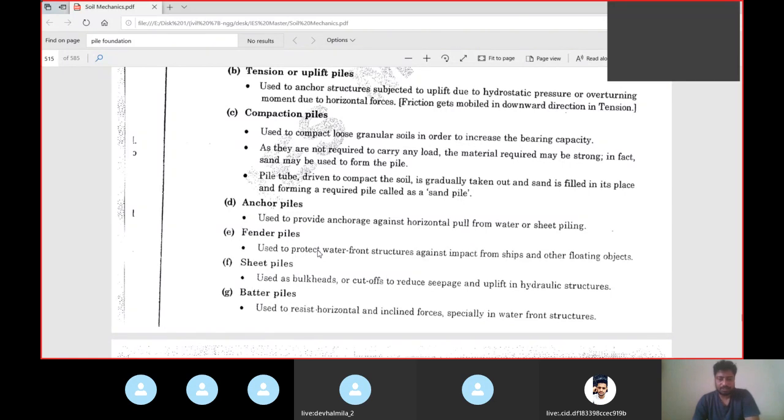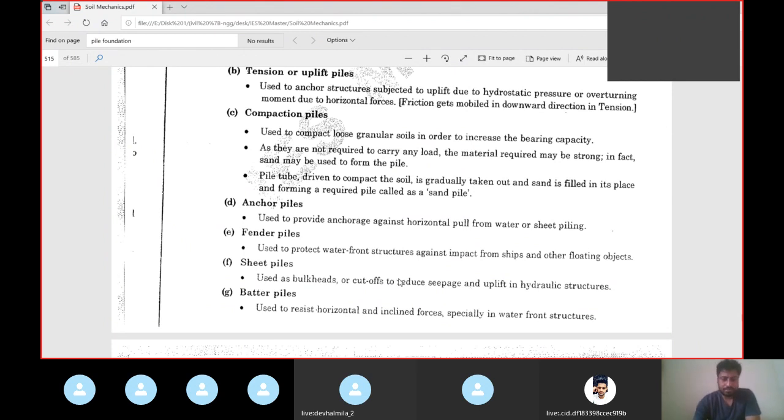Now sheet piles are used as bulkheads or cut-offs to reduce seepage and uplift in hydraulic structures. I hope you have all read about sheet piles in your Geotechnical Engineering 1, where if a dam is constructed, we have seen two types of failure. One is piping failure and the other is overall failure, like toe failure. In the case of piping failure, we use sheet piles at the upstream end, so that the length of the piping path increases and there is no piping failure. So to reduce seepage or uplift in the hydraulic structure, we use sheet piles.